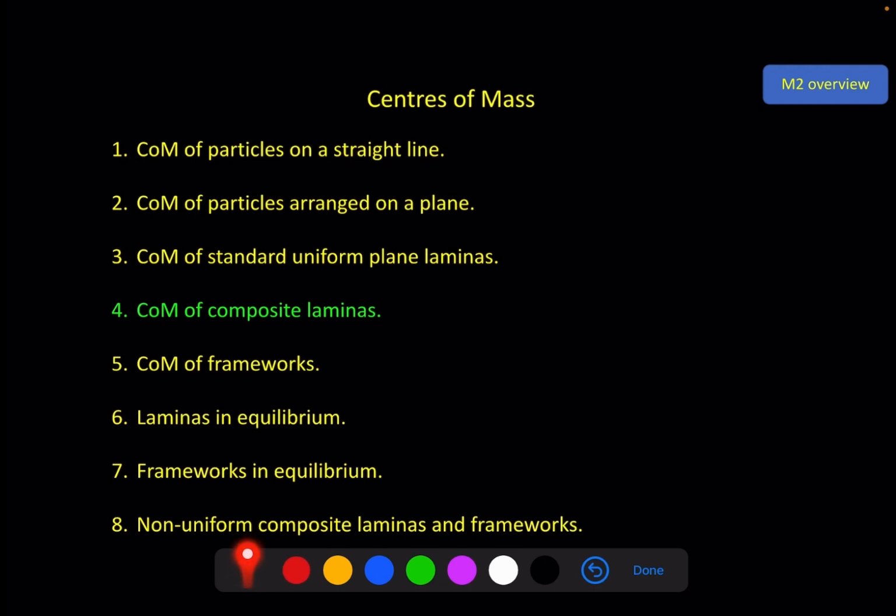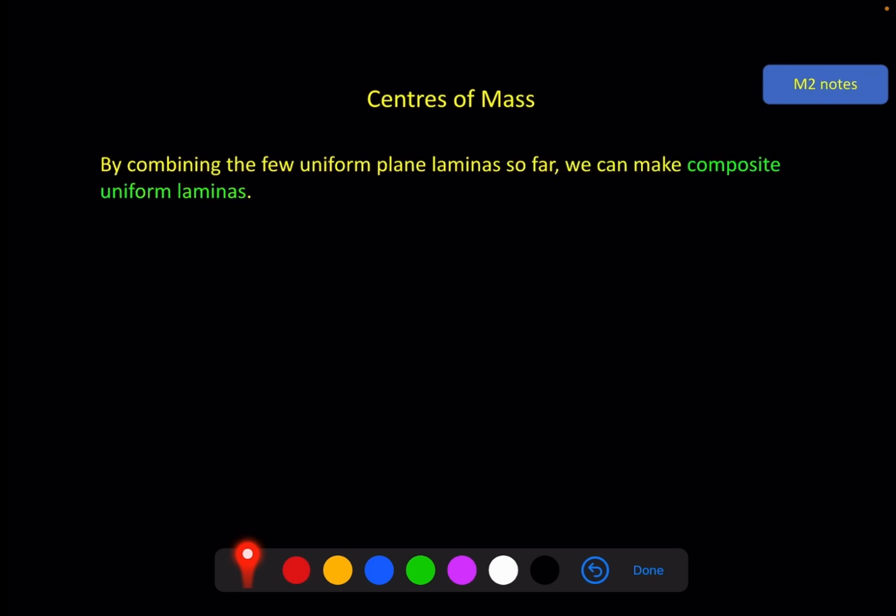So we're going to be using all of the information from the previous video, keep that in your mind, and we're also going to be using the method that we had in the center of mass of particles arranged on a plane. So we're combining these two ideas to look at more complicated situations. By combining the few uniform plane laminas so far, we can make composite uniform laminas.